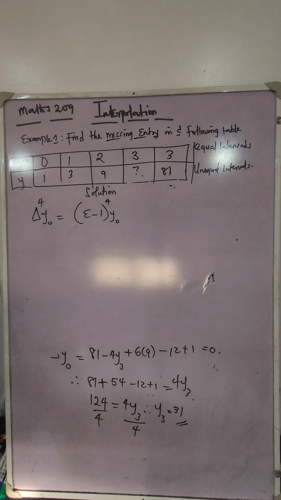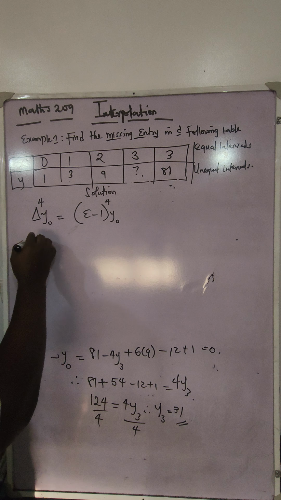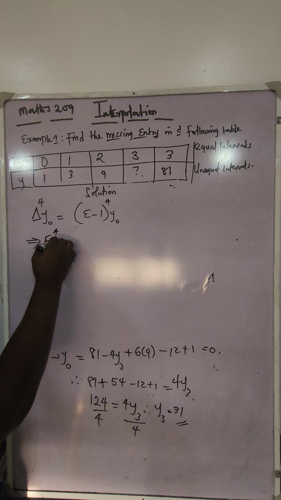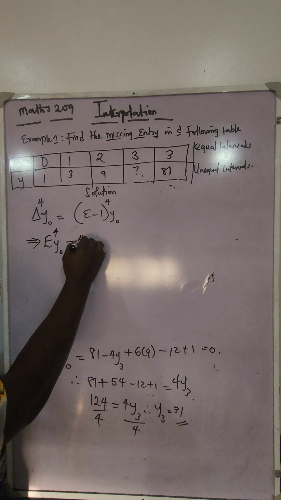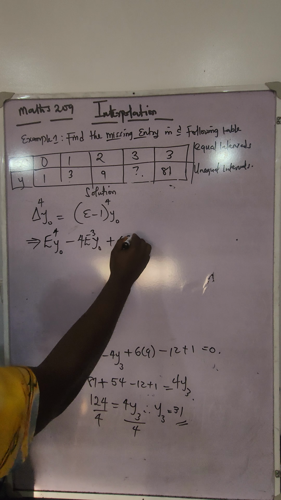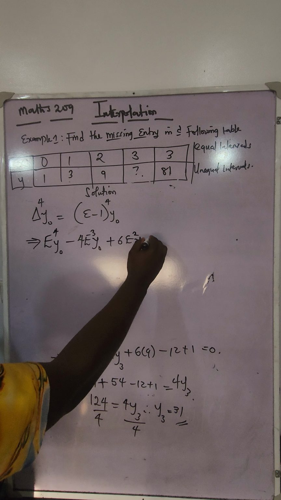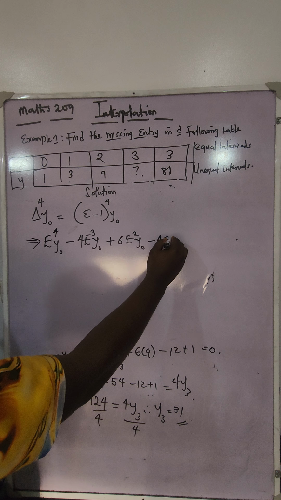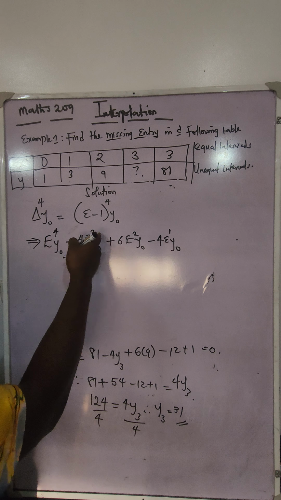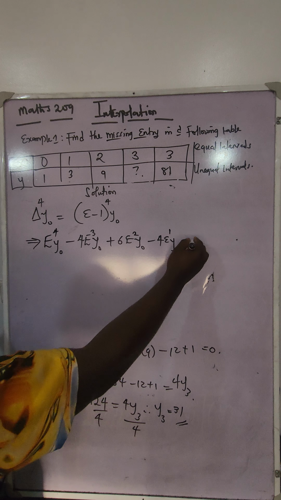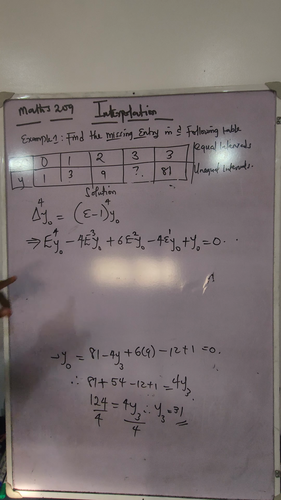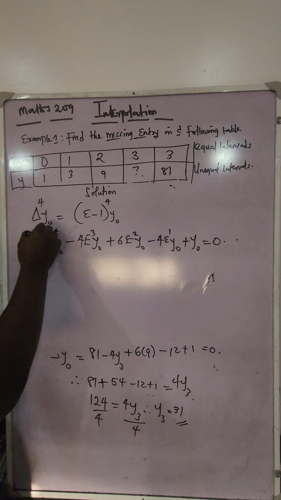So having said all of that, we can then say that this expression is likened to E to the power of 4 y naught minus 4E to the power of 3 y naught plus 6E to the power of 2 y naught minus 4E to the power of 1 y naught, because we are reducing 4, 3, 2, 1, plus y naught is equal to 0. Now you may want to ask me how I derived this. How did I derive this formula?